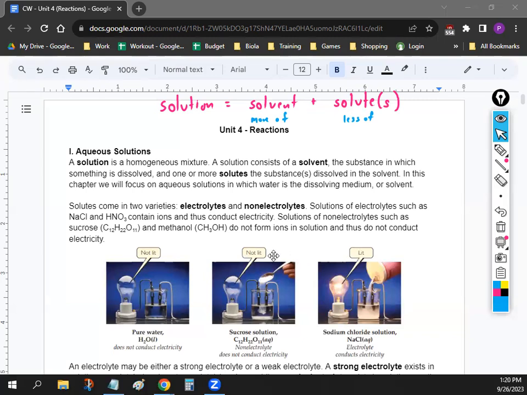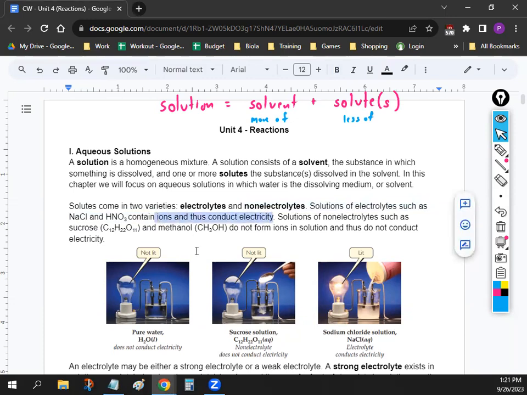And we'll be talking about two different types of solute. The first is electrolytes, and the second is non-electrolytes. You guys have probably heard that term before, right? With Gatorade or Body Armor, stuff like that. Electrolytes are super simple. Electrolytes are compounds that dissolve in water, and they contain ions, and thus they conduct electricity.